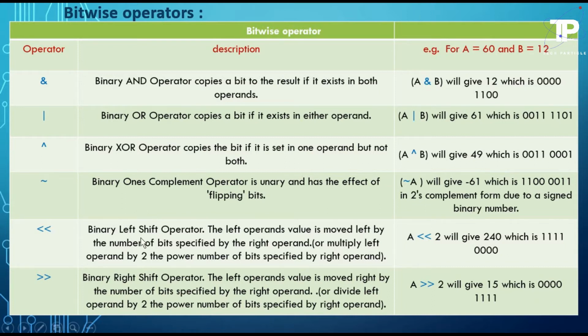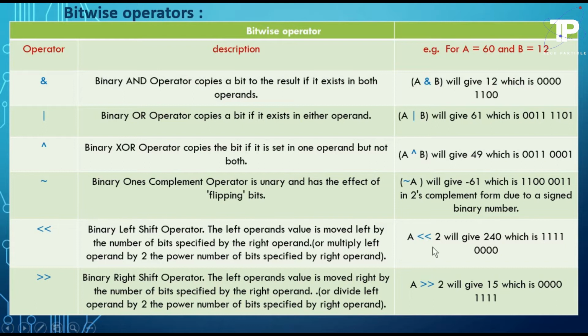Binary left shift operator. What does it do? It moves the left operand value leftward by the number of bits specified by the right operand. For example, here A left shift by 2 means 2 bits would be shifted leftwards.